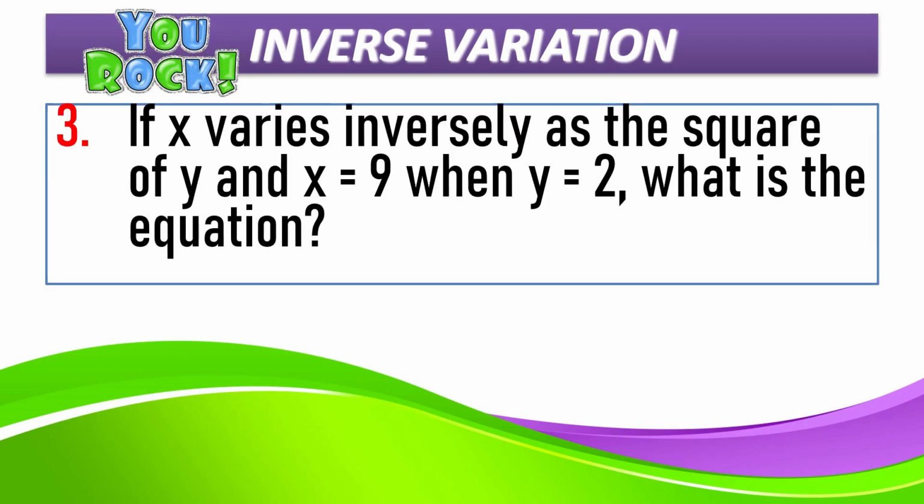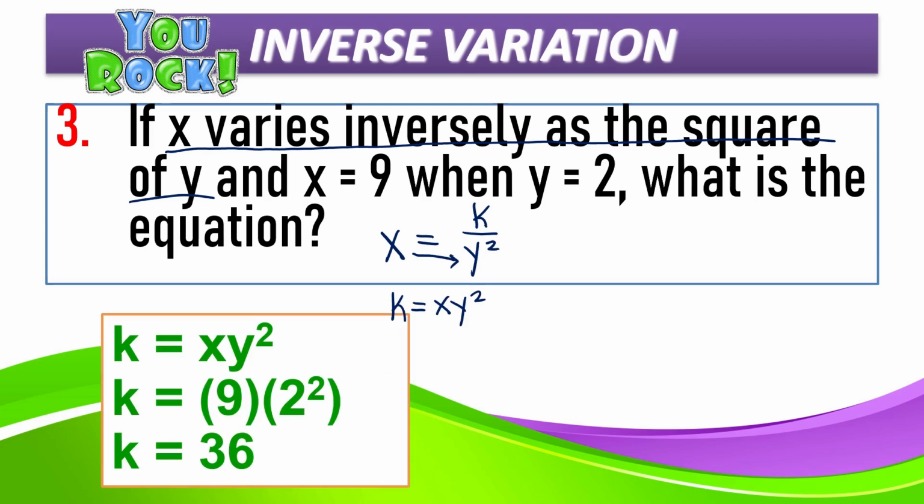Number 3. If x varies inversely as the square of y and x equals 9 when y equals 2, what is the equation? So in this example, if we translate x varies inversely as the square of y, that will be x equals k over y squared. And if we want to compute for k by applying cross multiplication, k is equal to x times y squared, or xy squared.